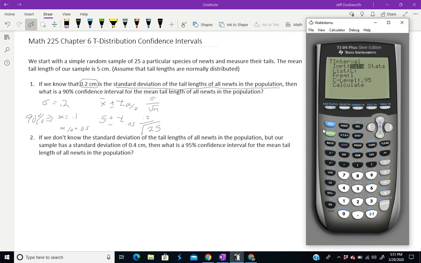But we don't have any data here. All we have are summary statistics. So I'm going to arrow over to stats and hit enter. Now we're going to tell it everything and ask for... All right, so X bar, we have that.